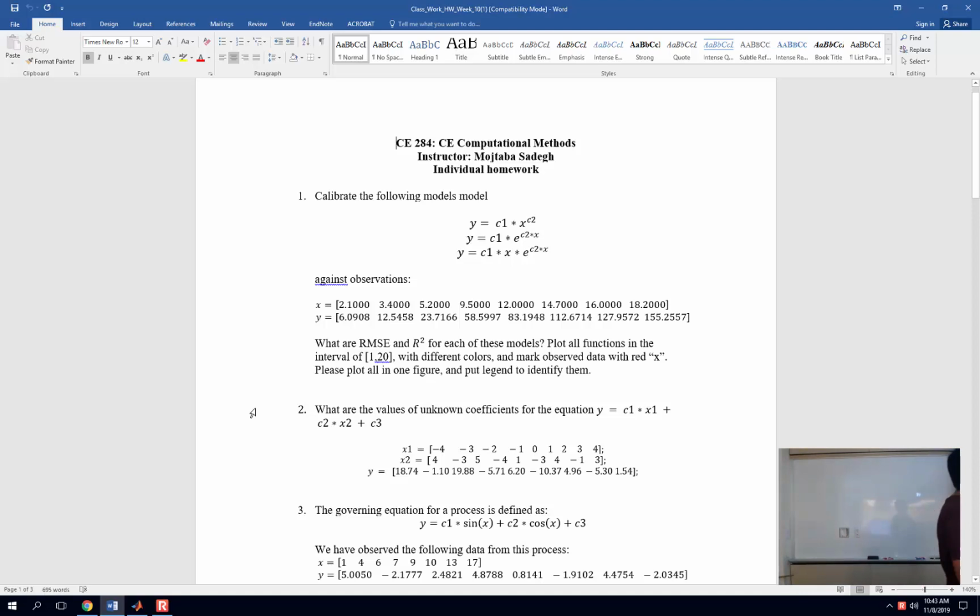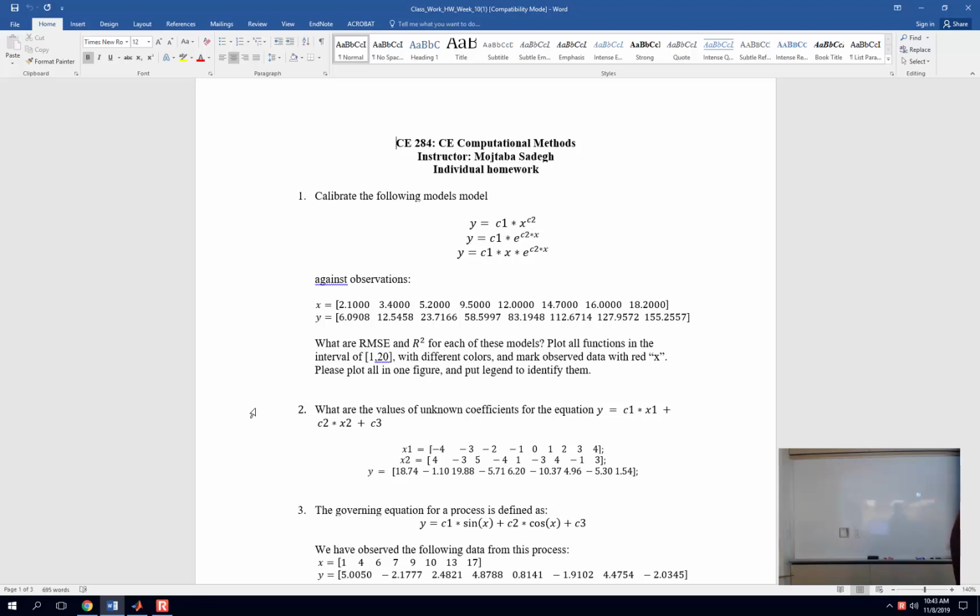Let's have a look at the first question. The question asks: calibrate the following models. The model is y equal to c1 times x to the power of c2, and I have x and y for this model. Calibrate means find the unknowns. And the unknowns here are what? C1 and C2. C1 and C2 are the unknowns, and I'm trying to find the values for the unknowns.